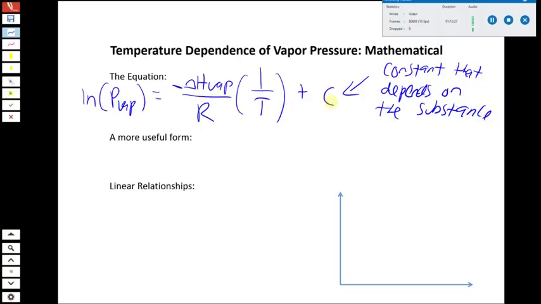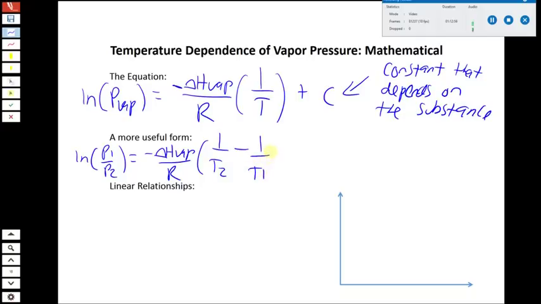Now, because this constant C is substance dependent, it's not the easiest thing to measure. It's not really widely tabulated for a lot of substances. We don't usually use this form of the equation. What we usually do is compare two vapor pressures at two different temperatures, and we get an equation that looks like this: the natural log of P1 over P2 is equal to minus delta H of vaporization over R times 1 over T2 minus 1 over T1.